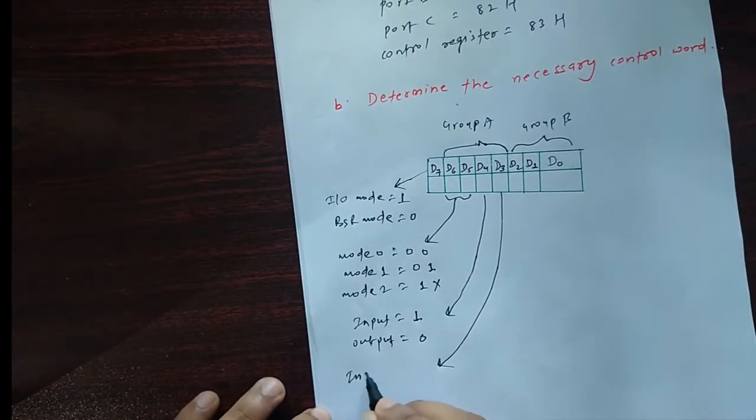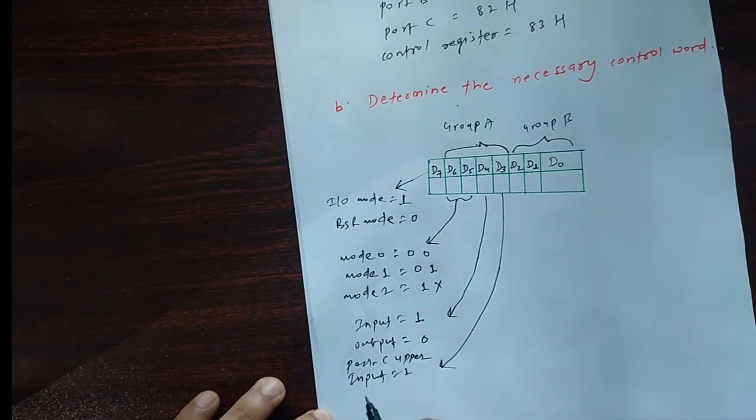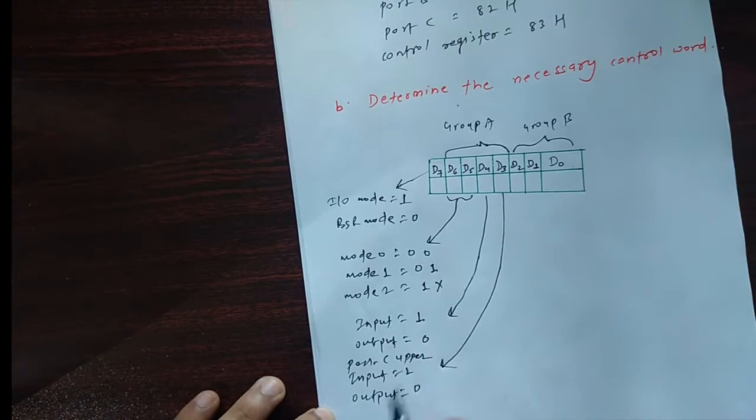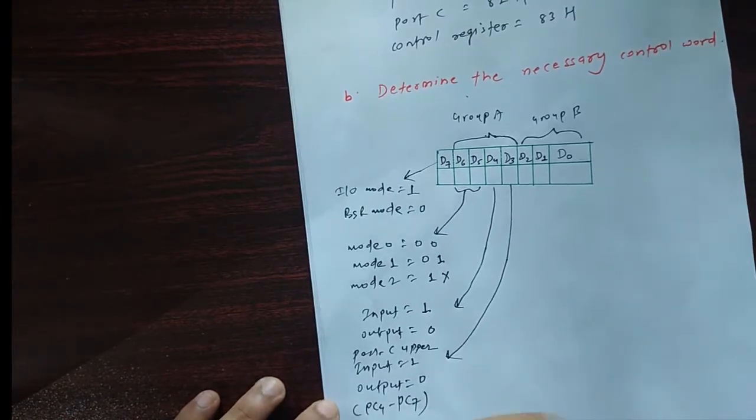And this will be 0 if port C upper is output. And by port C upper I mean PC4 to PC7.